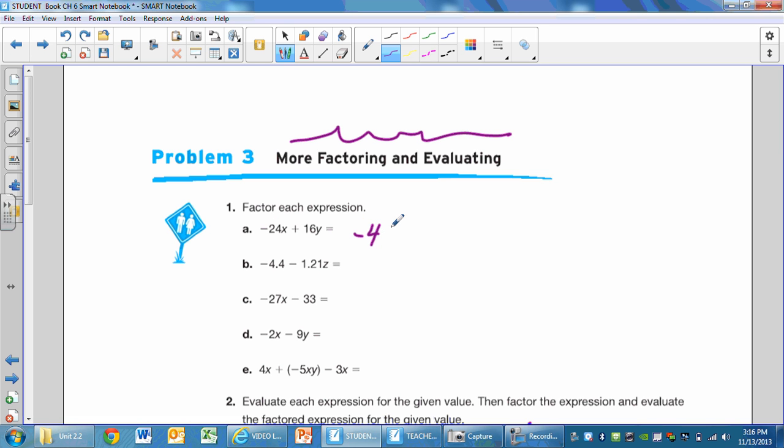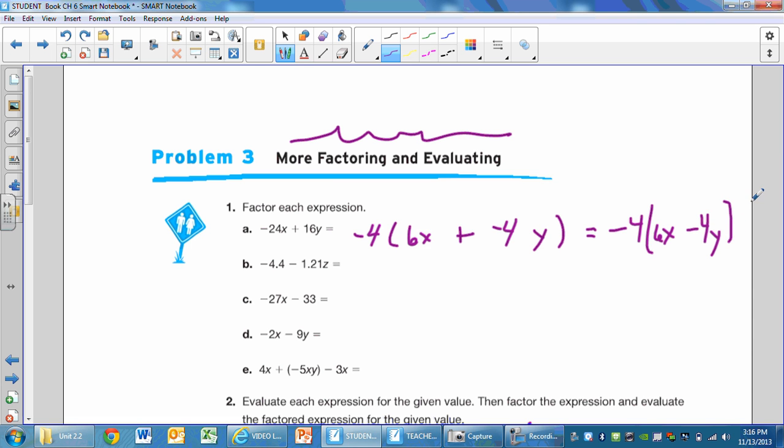So I'm going to do negative 4 times 6x plus negative 4 times what is 16? Well, a negative times a negative is a positive, so I'm going to need a negative 4y there. Plus a negative is the same thing as subtraction, so you could have skipped this step, or you can write it in 2 steps. So negative 4, 6x minus 4y.